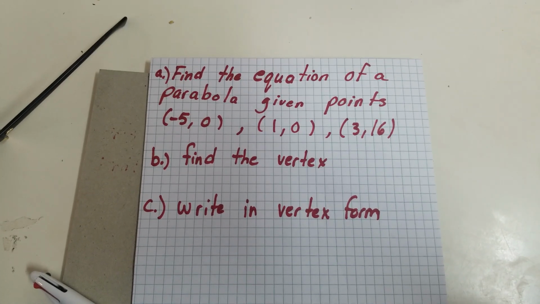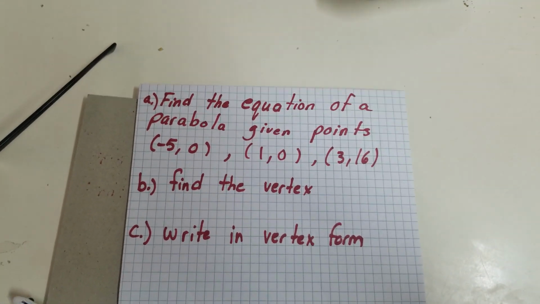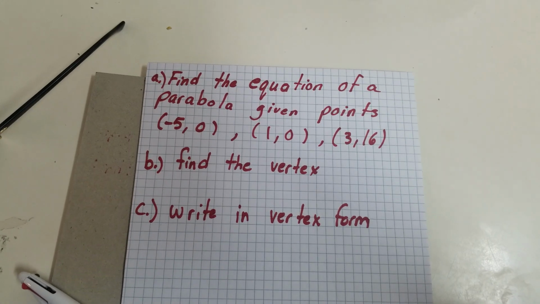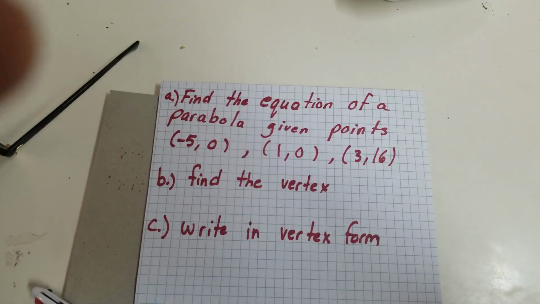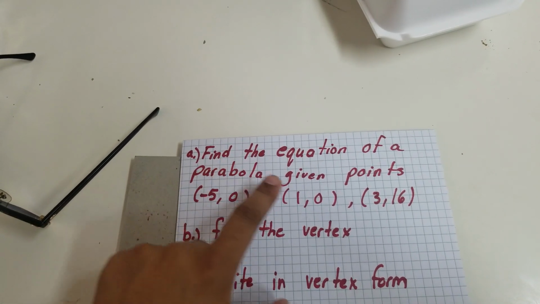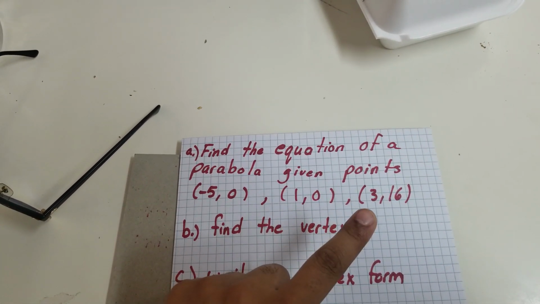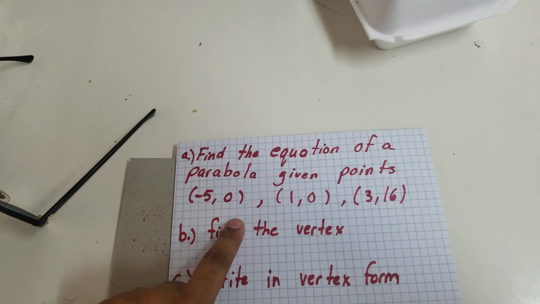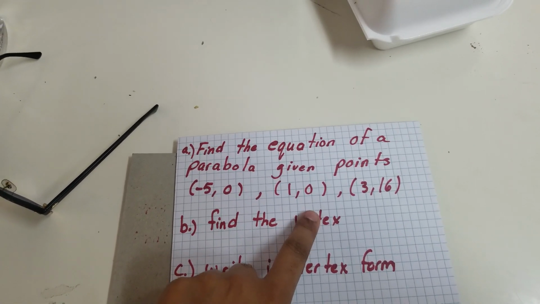So these are important questions to be able to understand for your test. Usually this is going to come from 5.6. It says A, B, and C, three different questions. For A, find the equation of a parabola given the following points: -5 and 0, 1 and 0, and 3 and 16.